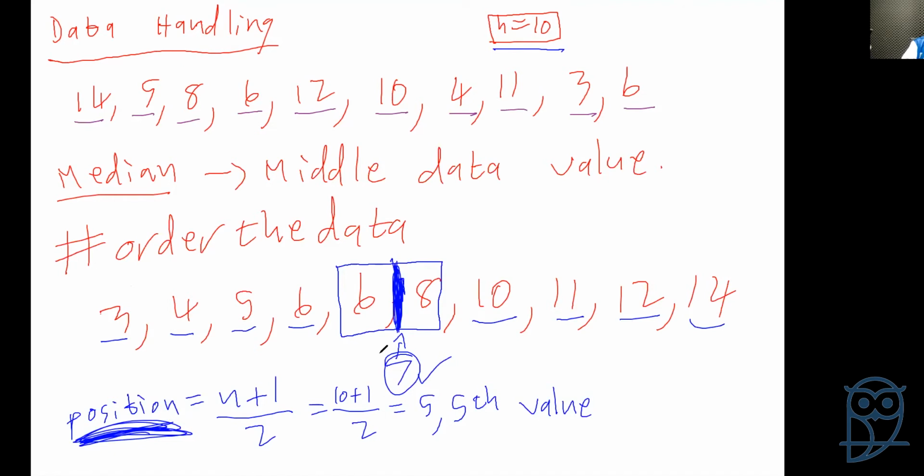All right, so remember the mean 7.9. Here, the median is 7, different value. Let us have a look now at the mode.